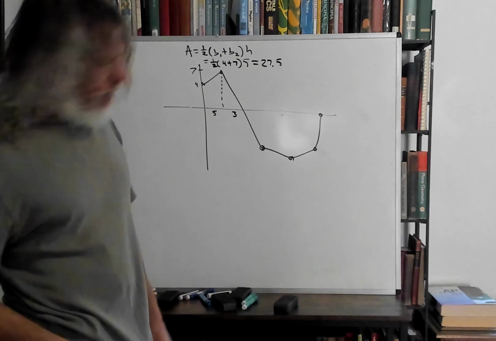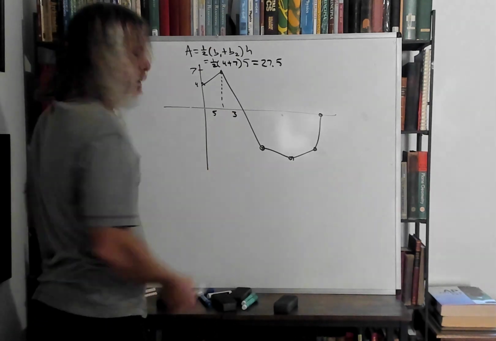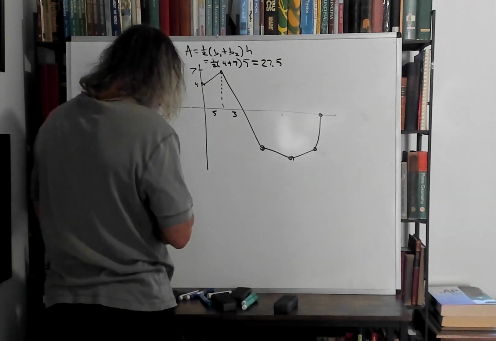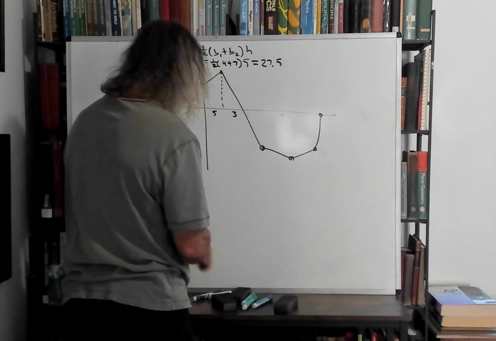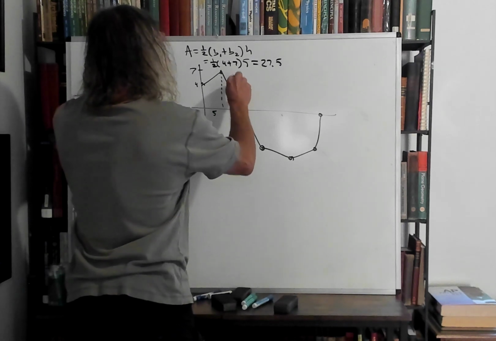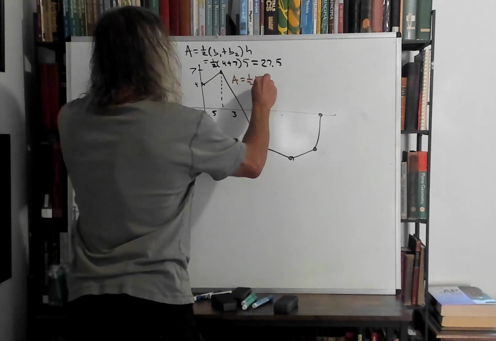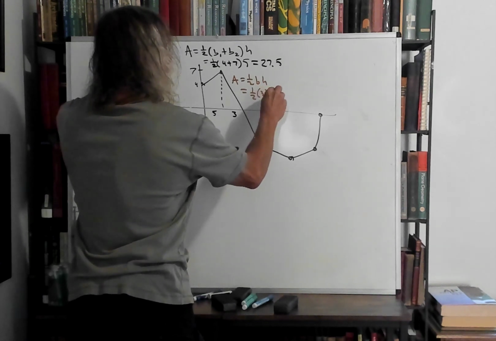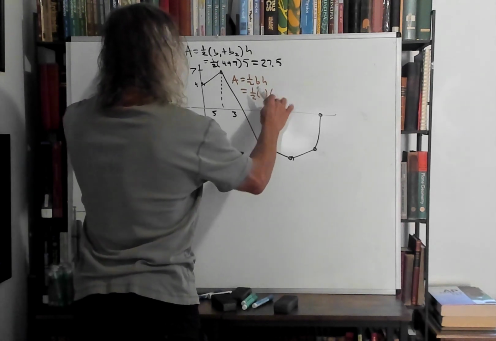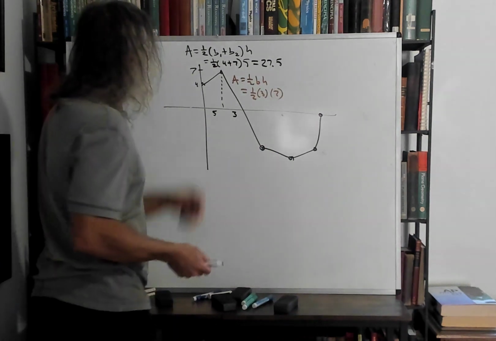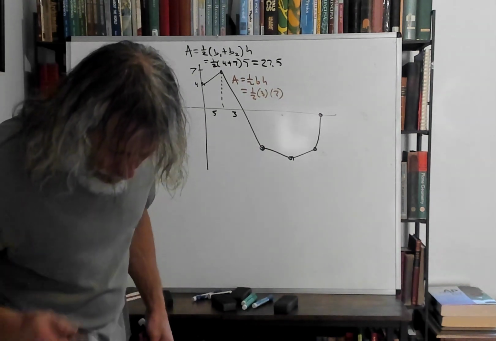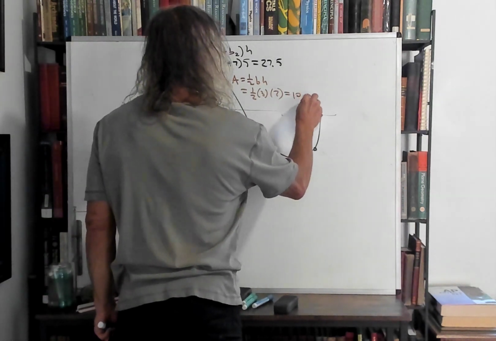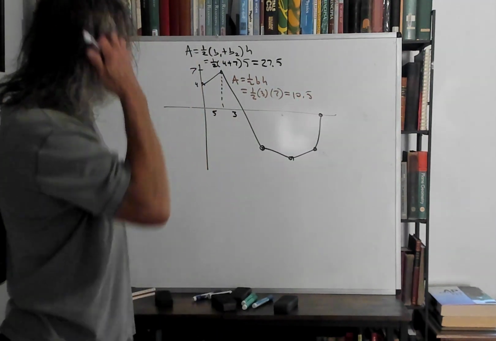Then here we have a triangle. Height is 7, base is 3, 1/2 base times height. Three times 7. So 1/2, 3 times 7, 21, 10.5.